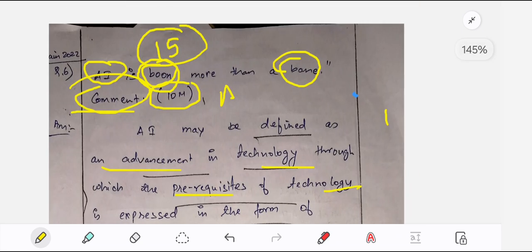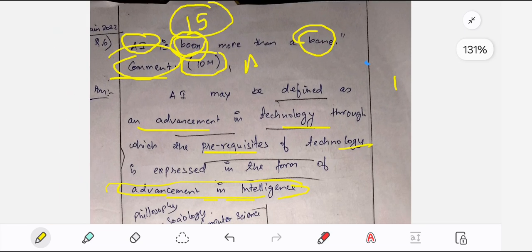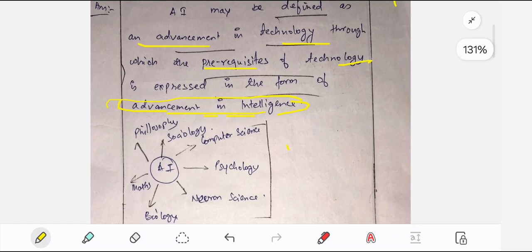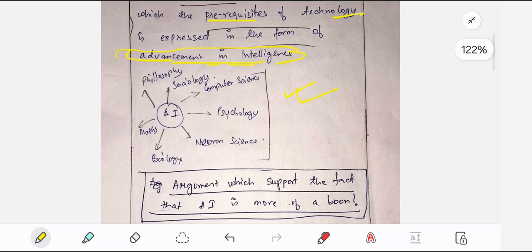Now let us move to the demand of the question. First you have to give an introduction, also you have to give a conclusion, and between that you have to give the positive and negative aspects of artificial intelligence. That is the demand of the question. This is a 15 marker question, so you have to write 3 to 4 pages. Always try to draw diagrams whenever you are writing an answer. You can draw a simple diagram.